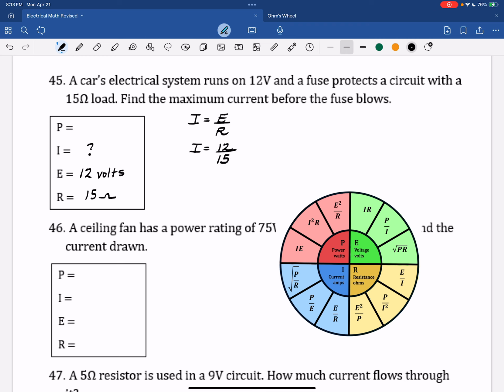Now you can definitely divide that through, but I'm going to reduce it by 3 to get 4 over 5. And I happen to know that that's 80% or 0.8. But if you didn't, you can divide it through to get 0.8. And that's current, so we're dealing with amps.